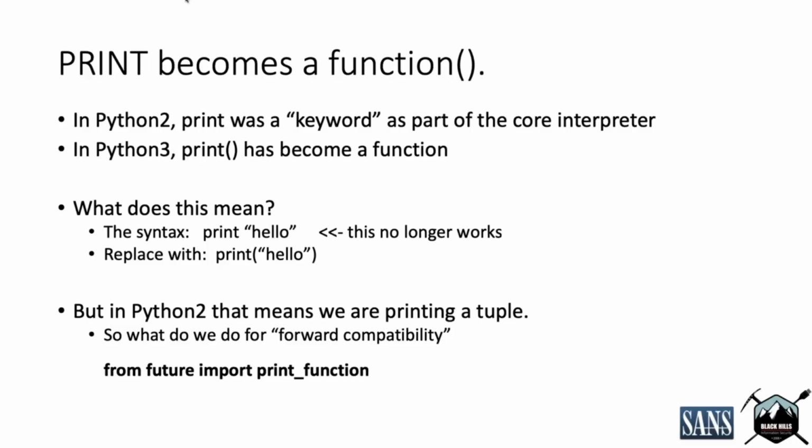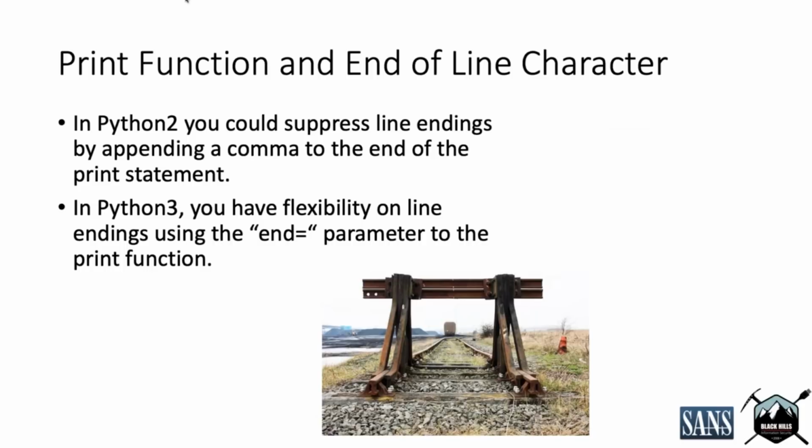Now, again, just like the division example, we can make the print function forward compatible by importing it from the future. My syntax is incorrect here. I should have put double underscore future, double underscore around that. I apologize. But from double underscore future, double underscore import print underscore function means that your Python 2 script can now use the print function in the same way that Python 3 uses the print function, and you will have compatible syntax.